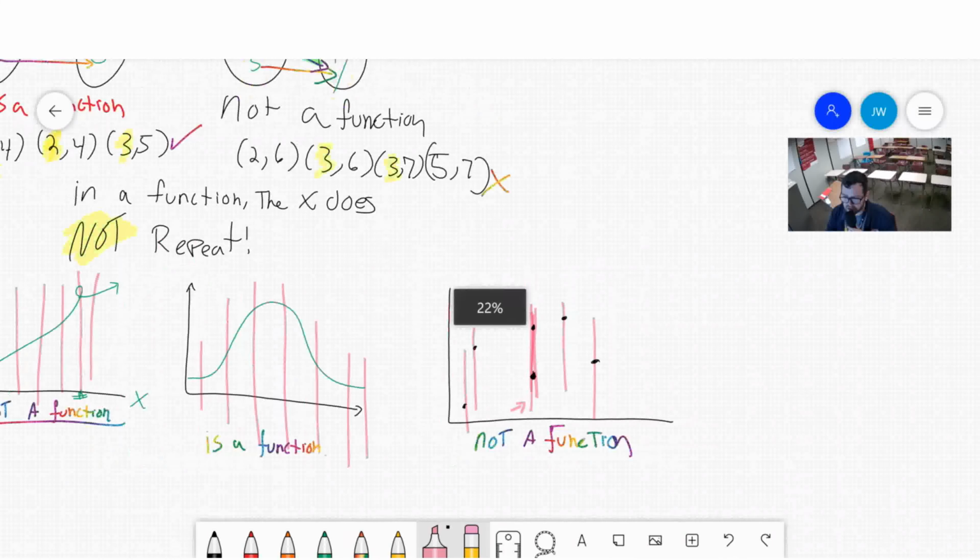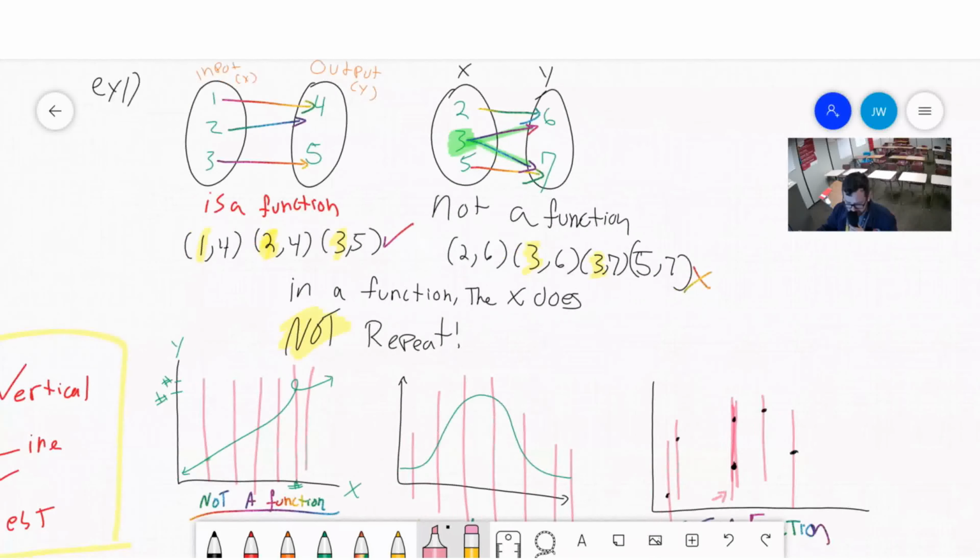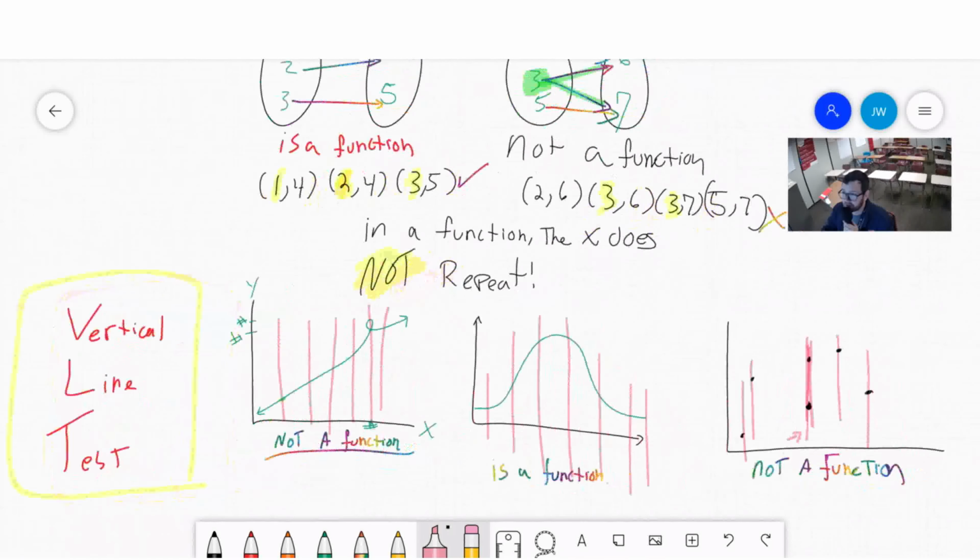And that is it for functions. In a function, the x does not repeat. Vertical line test. These are some pretty notes.